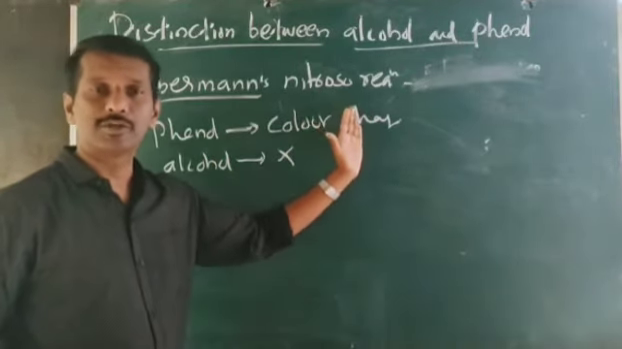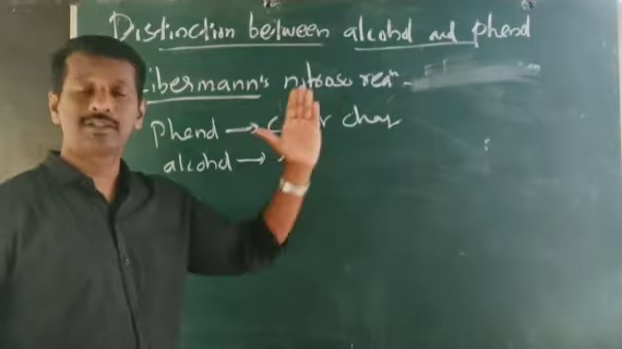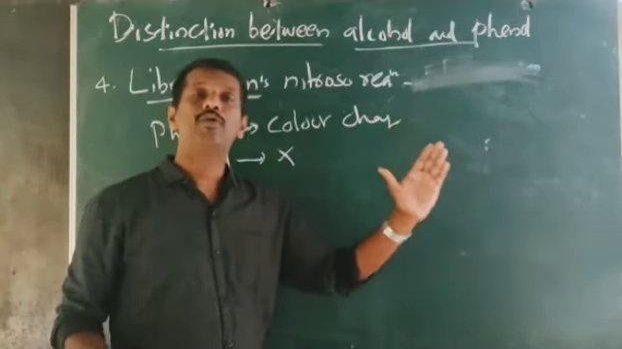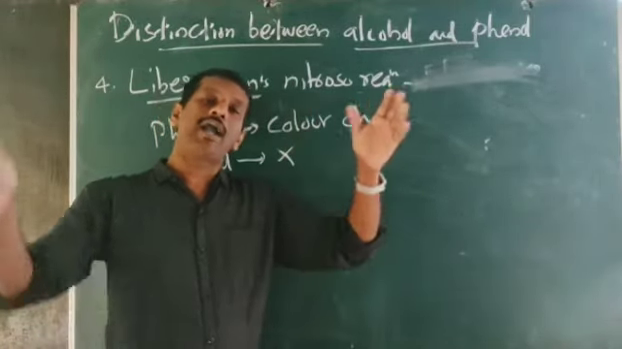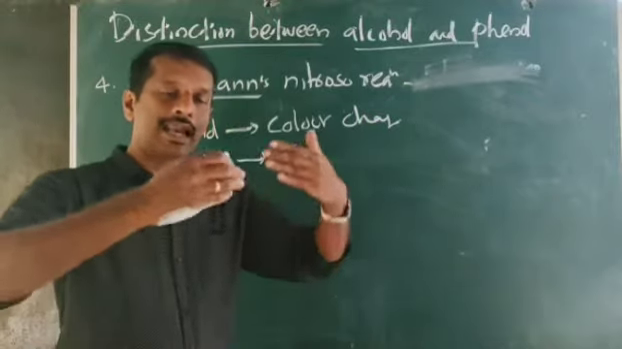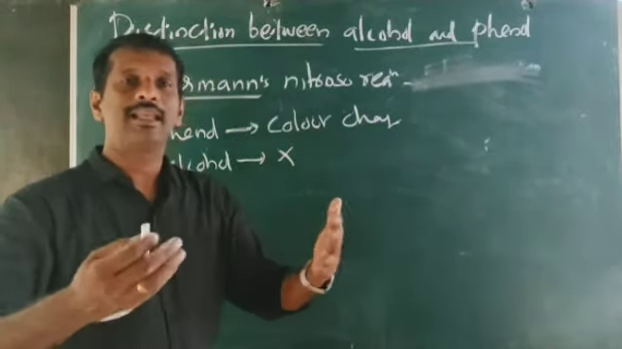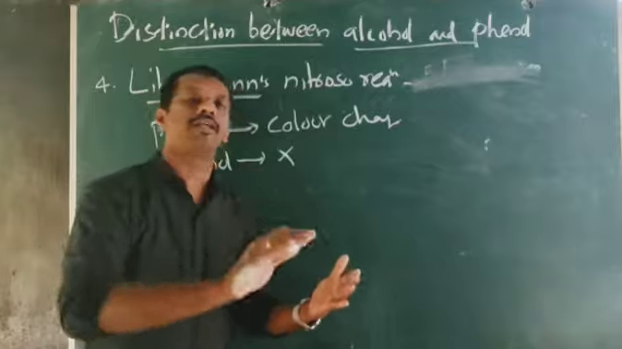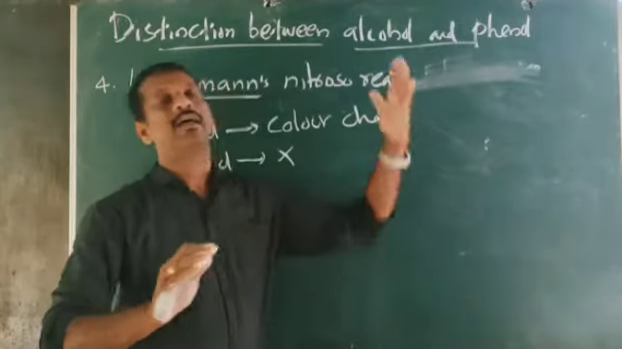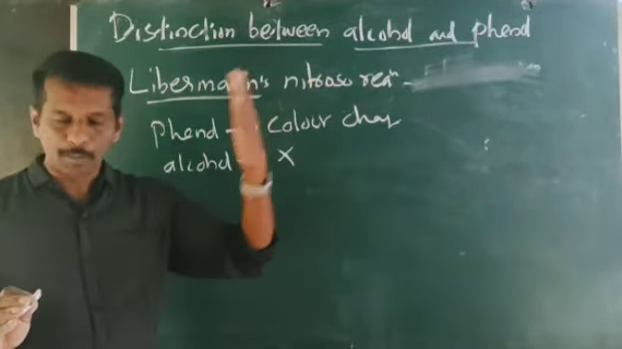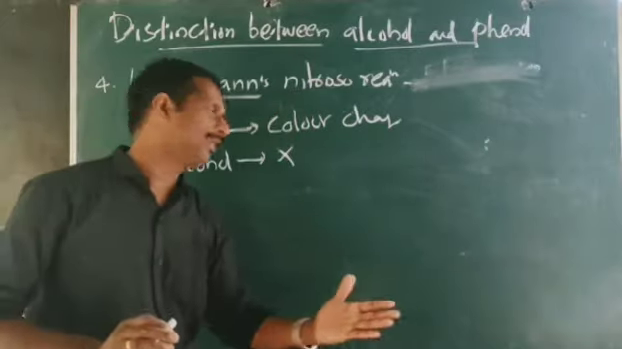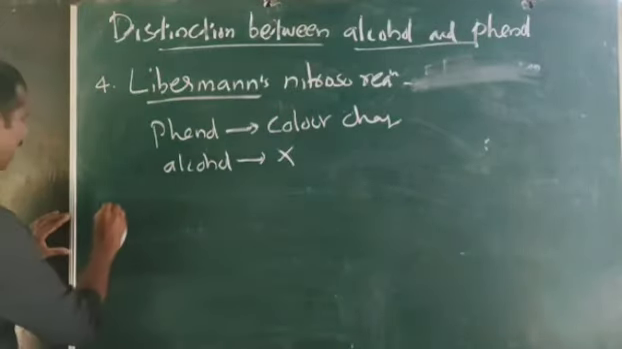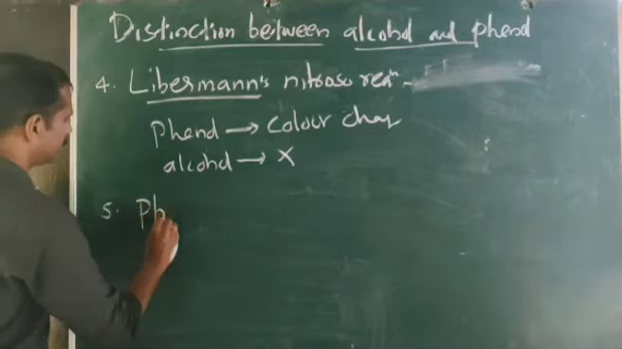With the concentrated H2SO4 and sodium nitrite, first it will turn to deep blue or green color. Then when we add excess of water, that color will be changed to red. Then what will happen if you add NaOH? The color will go back to the blue or green color. That is Lieberman's nitroso reaction. And the last one is Thalin test.